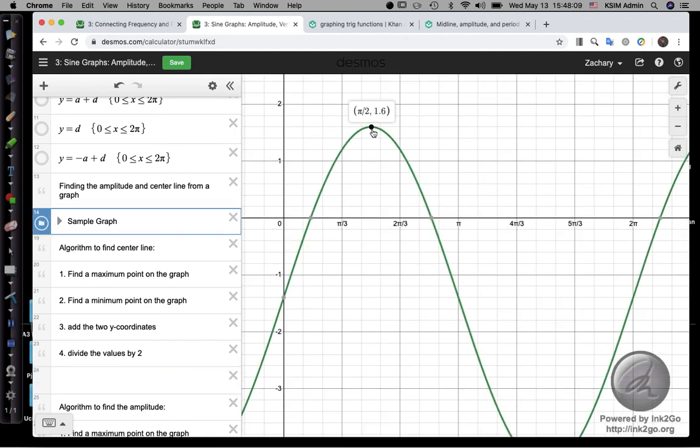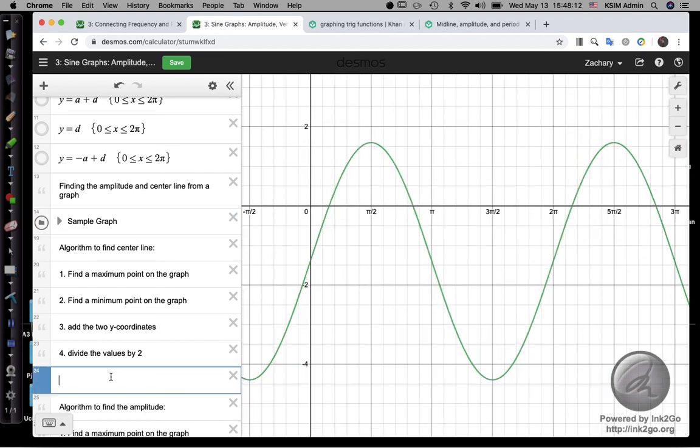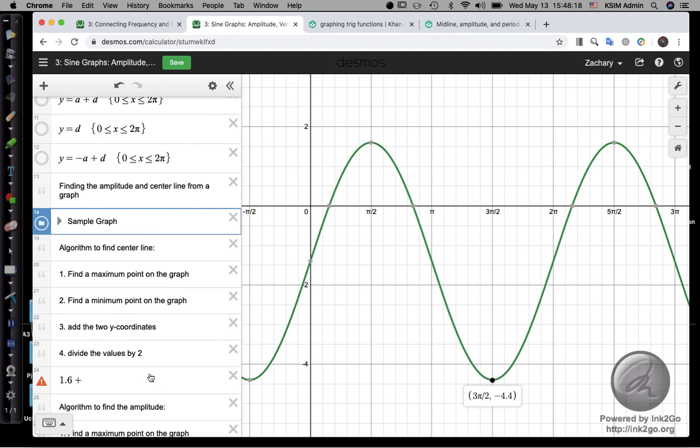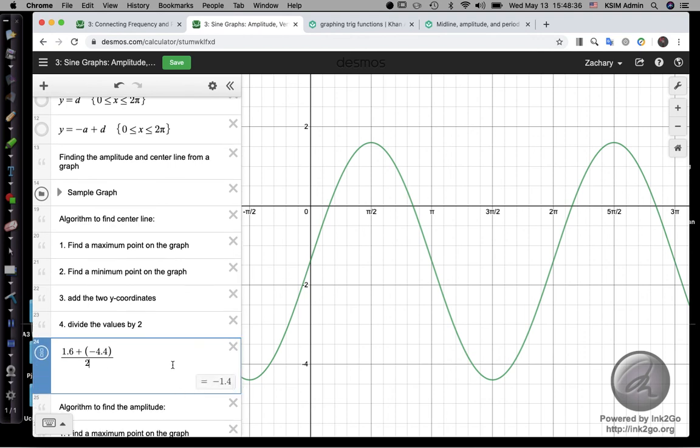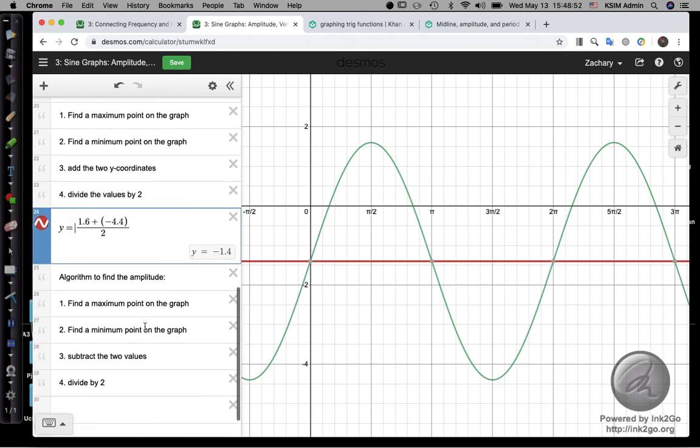First, taking the maximum point, 1.6, adding that to the minimum point, -4.4, I get negative 2.8, and then dividing that entire quantity by 2 gives me negative 1.4. And if I turn this into a line, I can see the center line of this particular sine curve. And I can trust the algorithm has given me the proper line for the center.